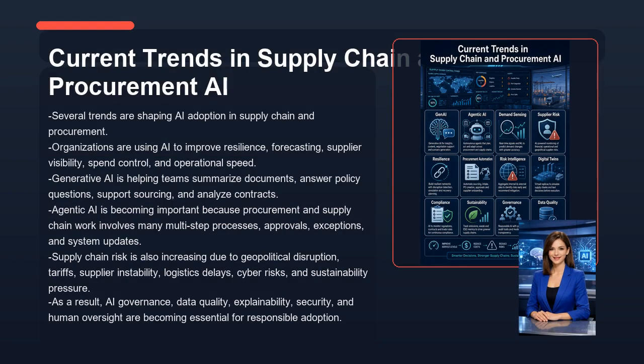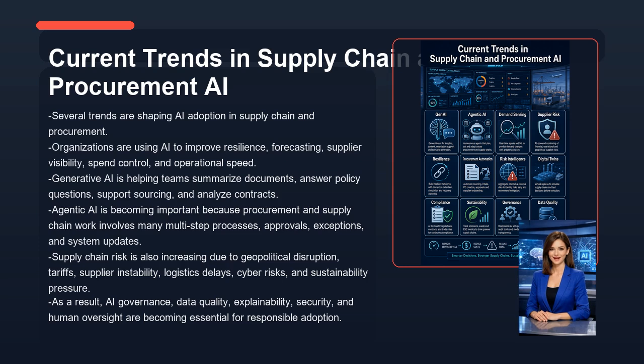Now let's look at current trends in supply chain and procurement AI. Several trends are shaping AI adoption in supply chain and procurement. Organizations are using AI to improve resilience, forecasting, supplier visibility, spend control, and operational speed. Generative AI is helping teams summarize documents, answer policy questions, support sourcing, and analyze contracts.